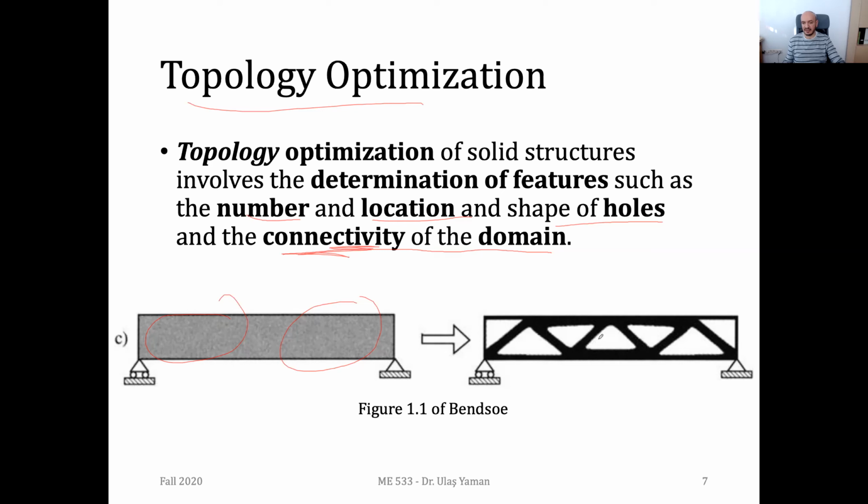Here you see an example. We have thinner, thicker lines, and we have some triangular shapes, and the size of them are not the same. So this is a perfect topology optimization example.